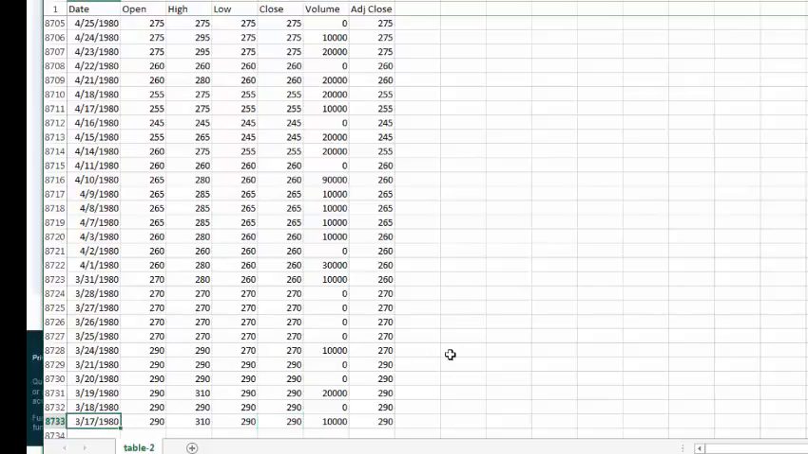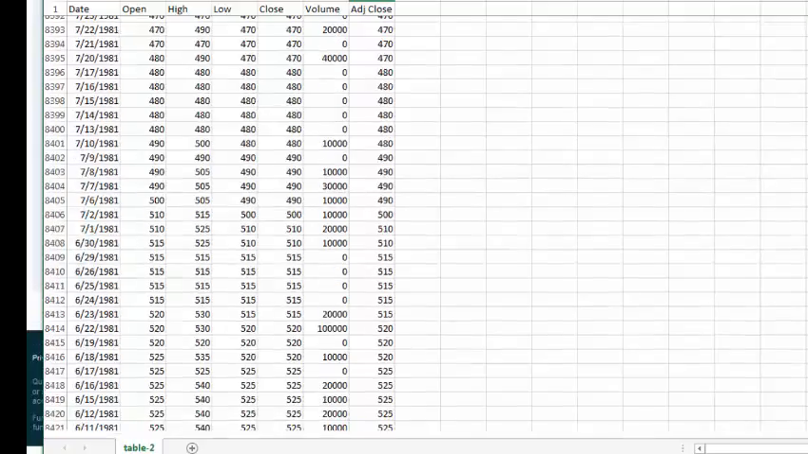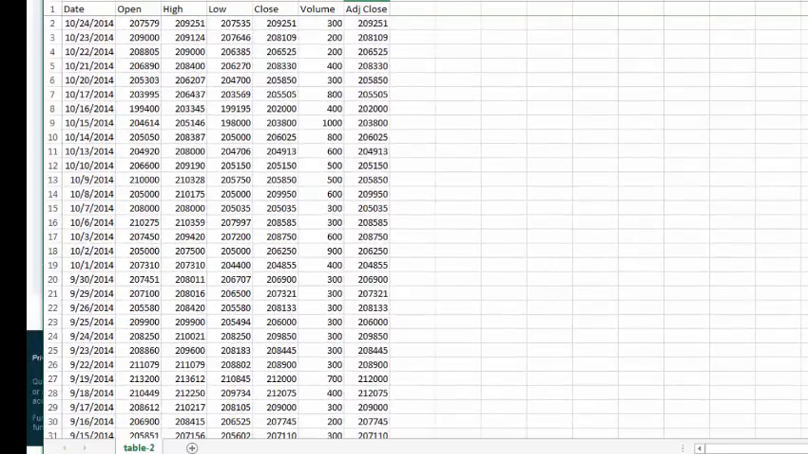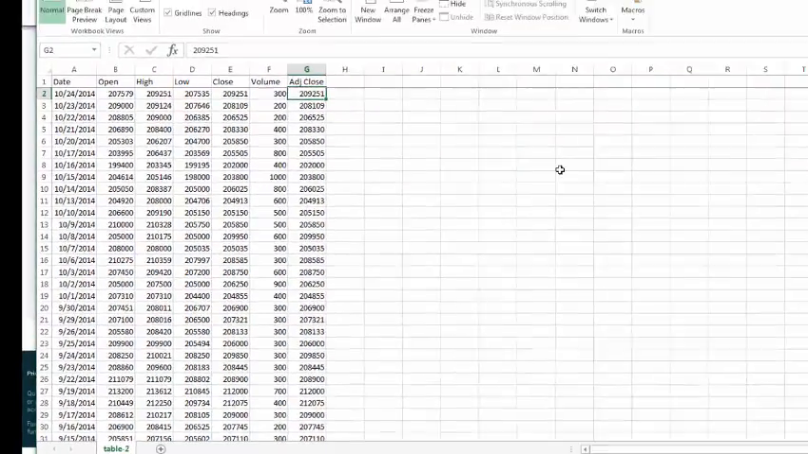And you'll see that originally, back in 1980, in fact, let me zip that out, March 17th, 1980, this stock was selling for $290. And today it's selling at almost 1,000 times that, at $209,251. They've never split it, ever, no matter what.